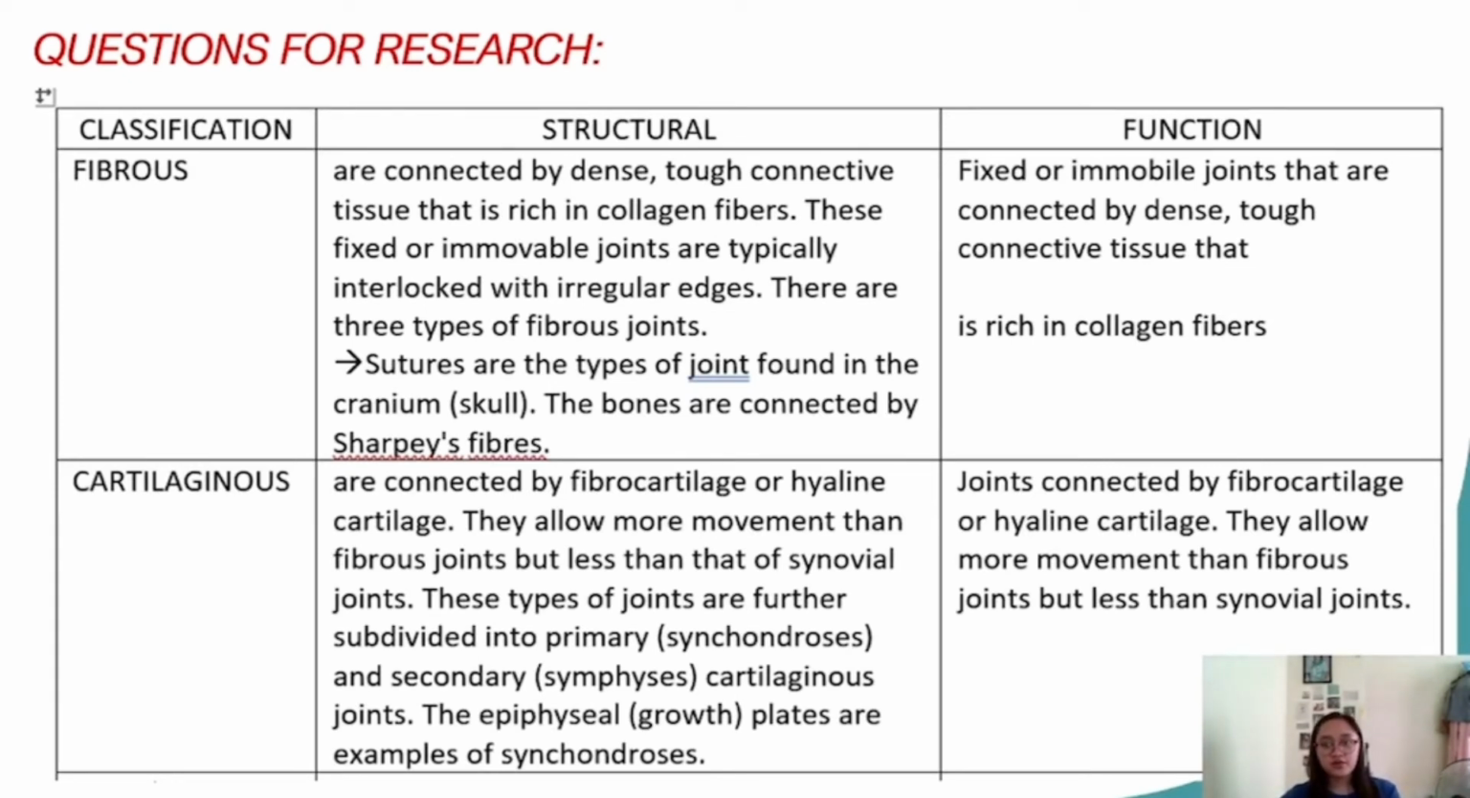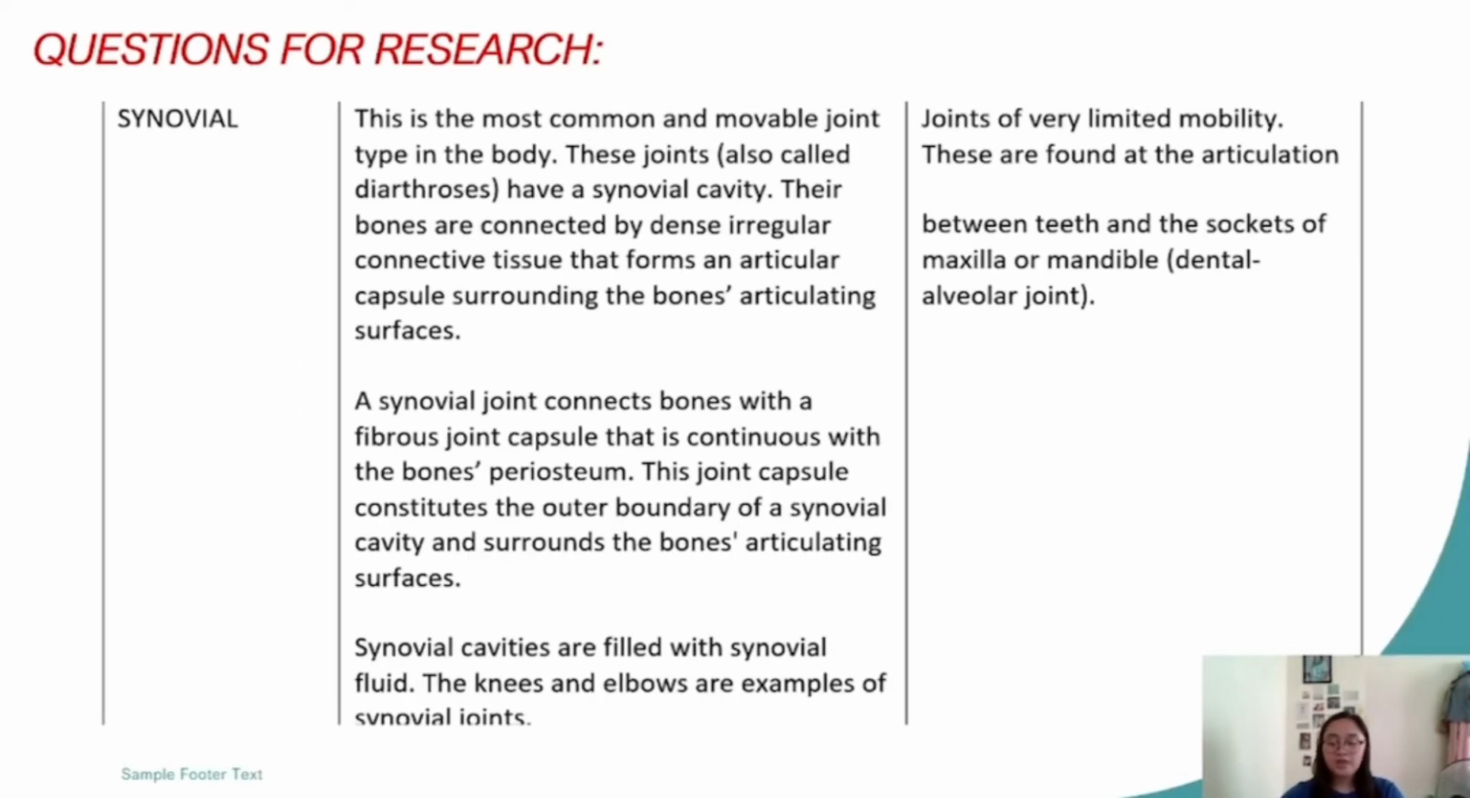Fibrous joints are fixed or immobile joints that are connected by dense, tough connective tissue that is rich in collagen fibers, while cartilaginous joints are joints connected by fibrocartilage or hyaline cartilage, and they allow more movement than fibrous joints but less than synovial joints. Synovial joints, on the other hand, are joints of very limited mobility. These are found at the articulation between teeth and the socket of maxilla or mandible.